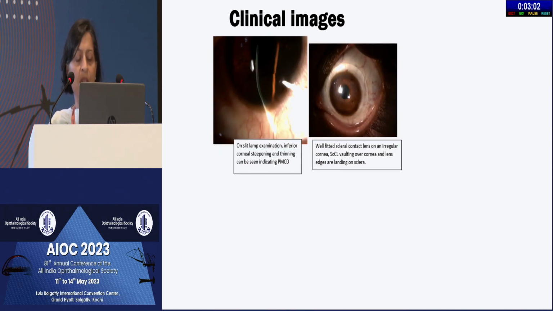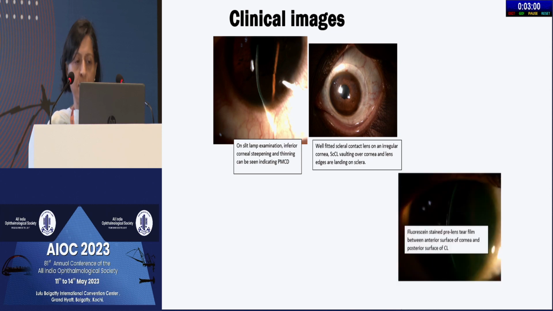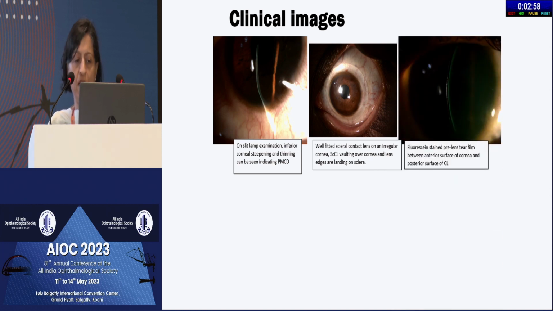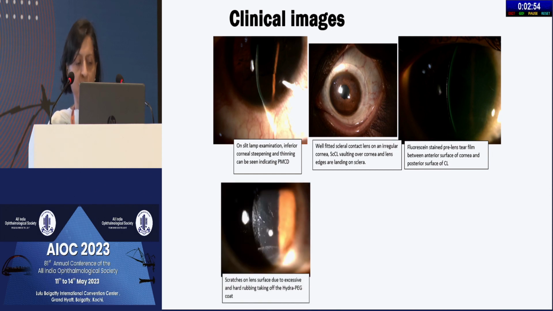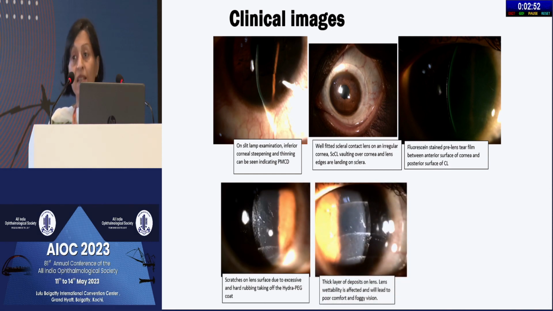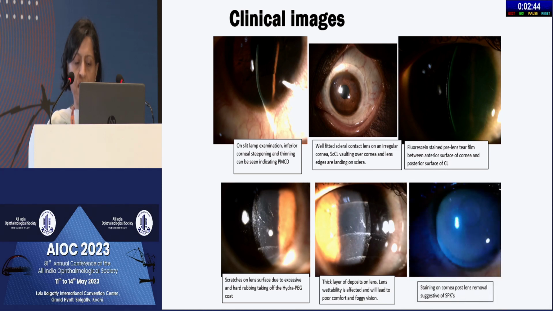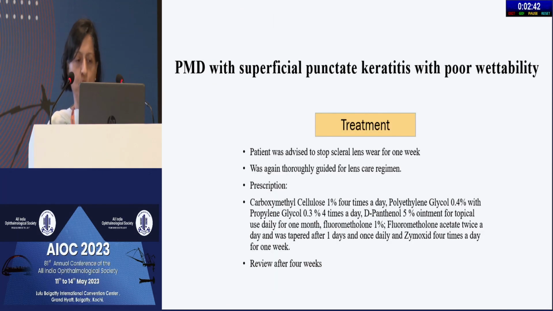On slit lamp examination, you could see inferior steepening. There could be a well-fitted scleral contact lens on an irregular cornea. There could be irregularity of the tear film, scratches on the lens surface. And these lenses being expensive, often the patients try to avoid having to change them. Thick layer of deposits can be there, and staining of the contact lens post-removal.